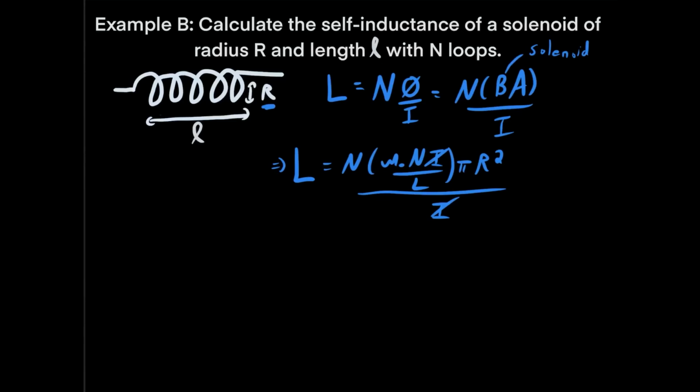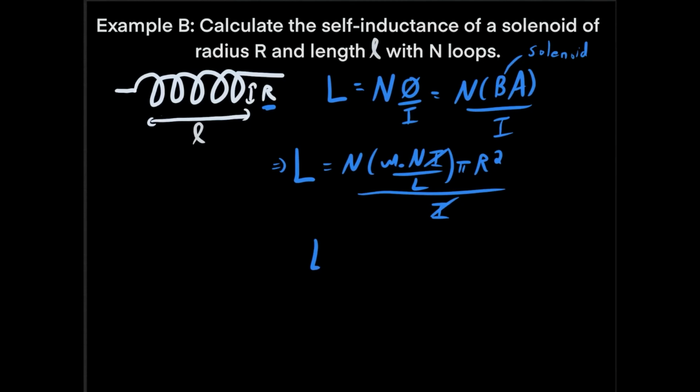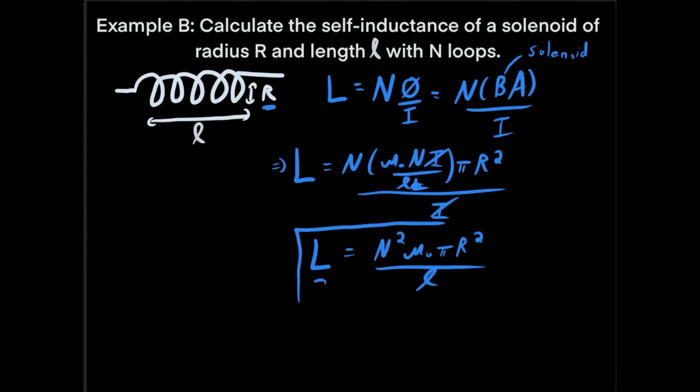Now the current has to cancel because inductance is a property of the actual solenoid or toroid, the inductor. Any circuit you put it in, it's going to have the same inductance. So the inductance is not based on current. So our final answer for the inductance is going to be n squared mu sub 0 pi r squared over l. It's not capital, I had a capital here. It's lowercase l because capital L is taken for inductance. And that's the final answer.